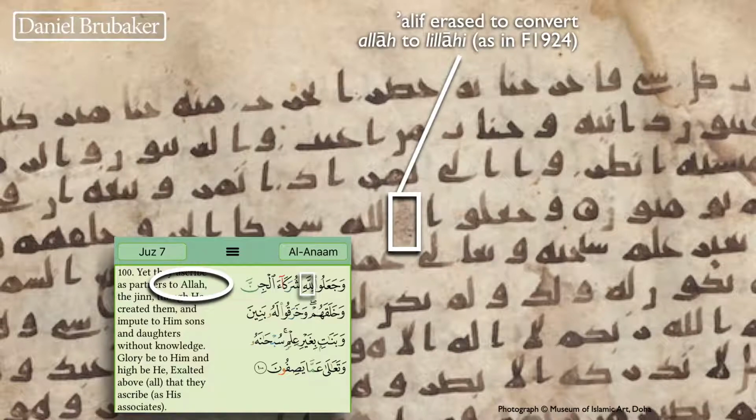The verse reads, wa ja'alu lillahi shuraka'a al-jinn. This means they ascribed as partners to Allah, the jinn. Ja'ala, the verb in this, has the sense of bringing. In other words, they more literally brought the jinn as partners to Allah. This exact phrase, ja'alu lillahi, occurs in 3 other places in the Quran, in 13:16, 13:33, and 14:30. And lahu, to him, is found in 43:15.